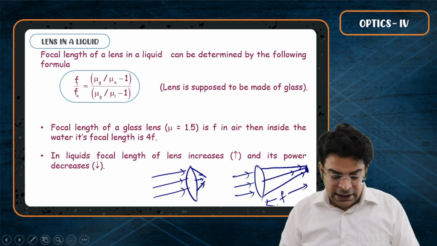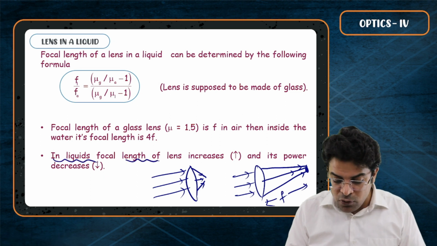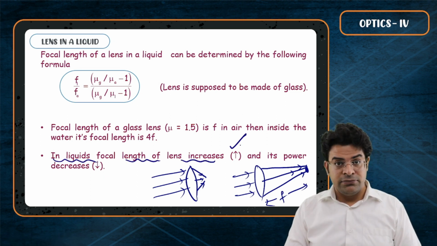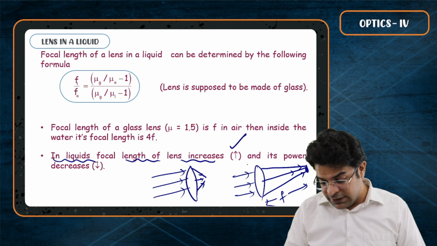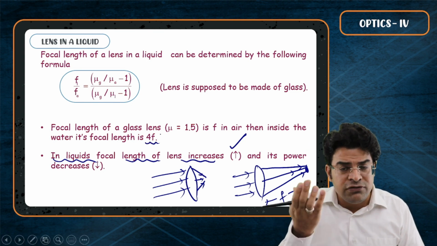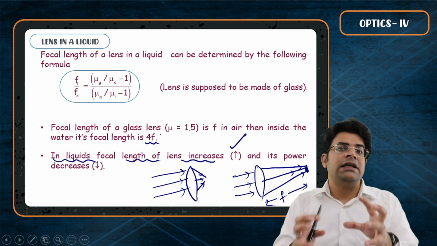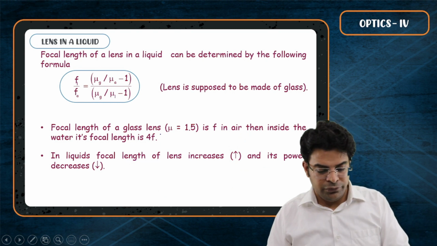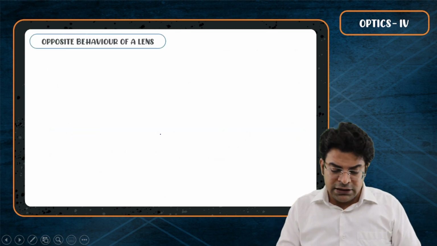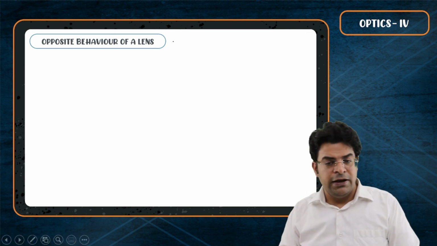So do understand that in the liquid, the focal length of the lens increases. And as the focal length increases, it is becoming 4 times. We have just taken one example. So as the focal length increases, the lens becomes less powerful. Continuing and understanding the opposite behavior of lens.